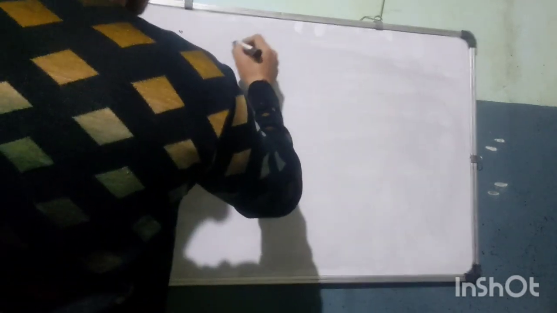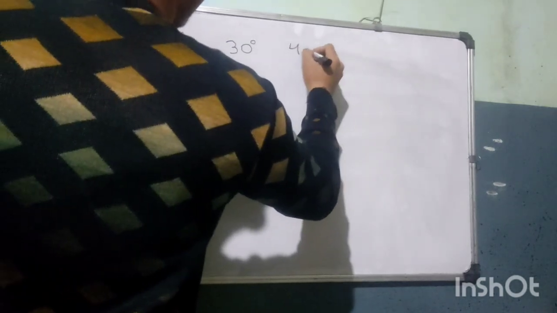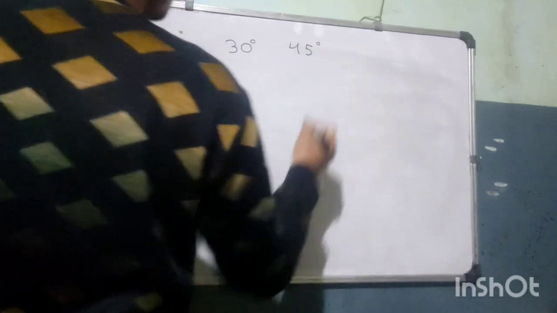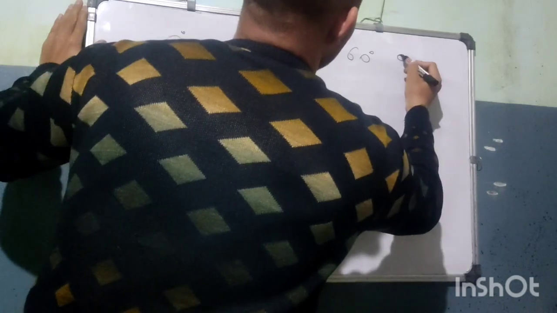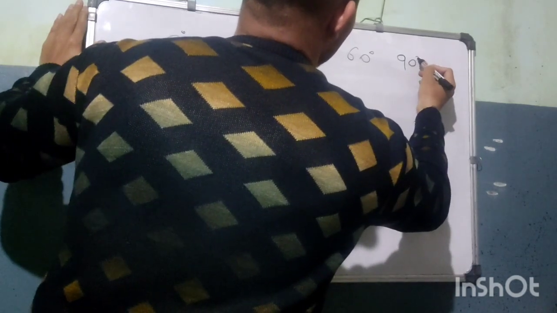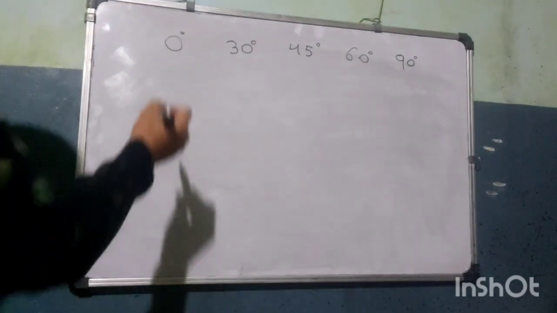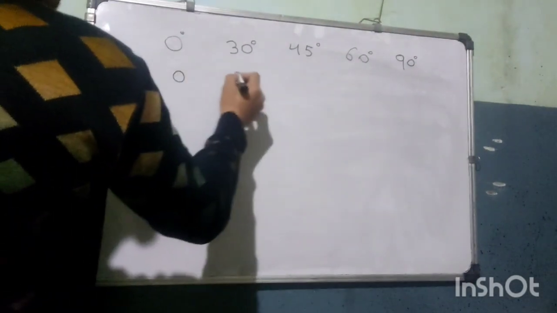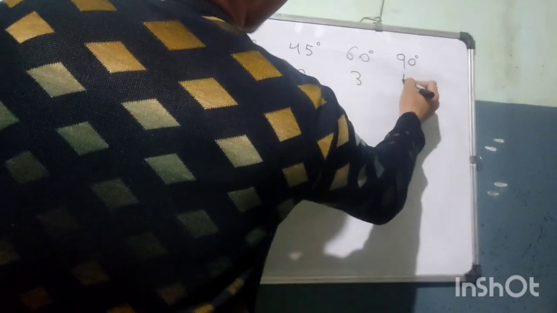0 degree, 30 degree, 45 degree, 60 degree, and 90 degree. First step, write 0, 1, 2, 3, 4.